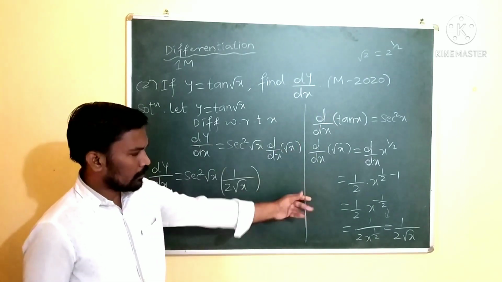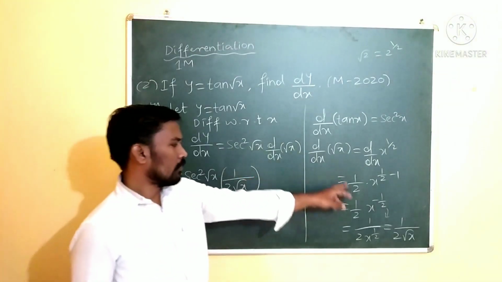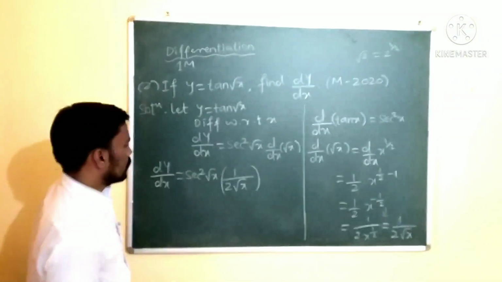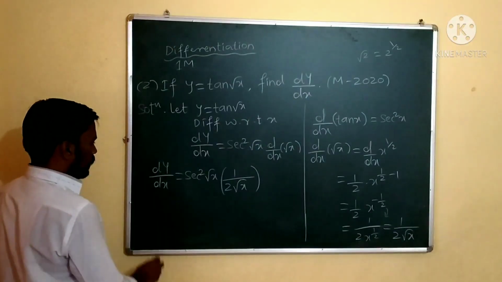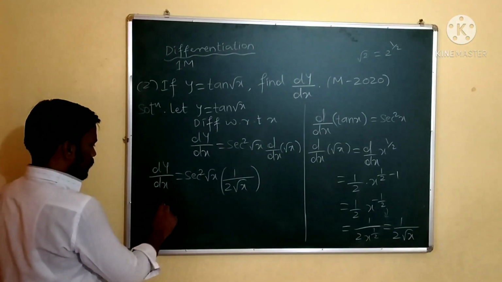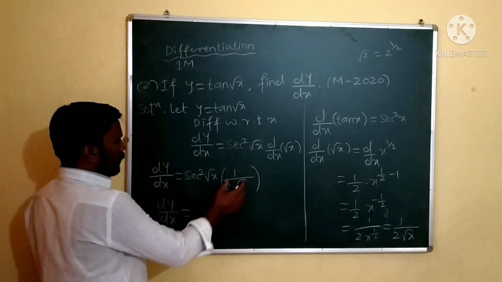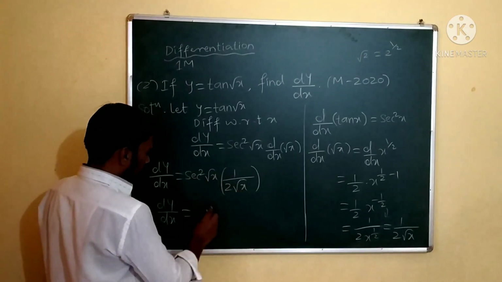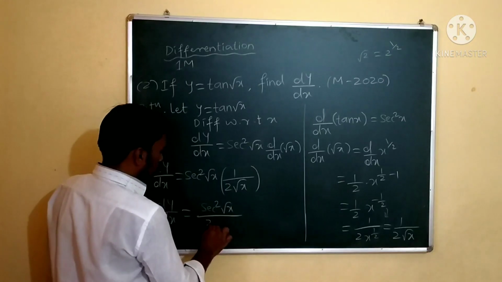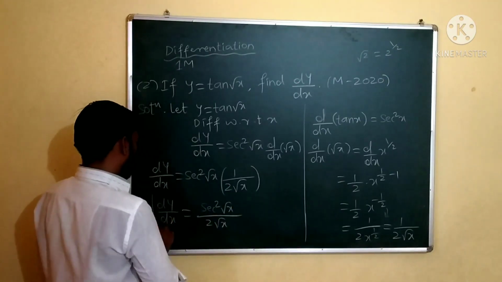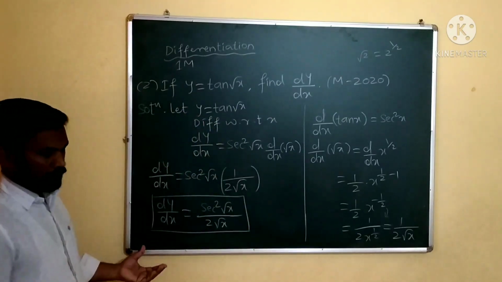Every time it is not necessary to calculate that value, so it is better to remember this. The derivative of root x is 1 upon 2 into root x. You can write dy by dx as, multiplying the numerator quantities, secant square root x into 1, which is secant square root x only, divided by 2 into root x. This is the required answer.